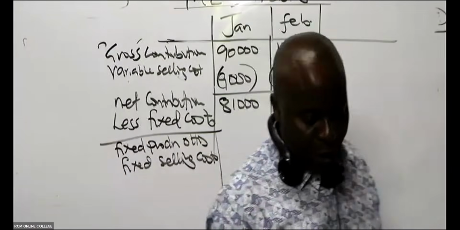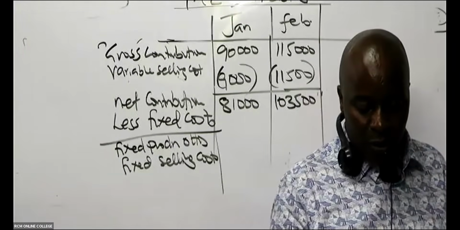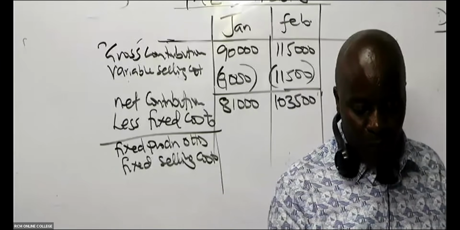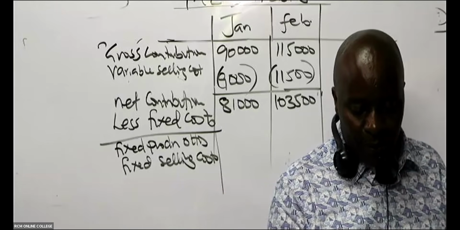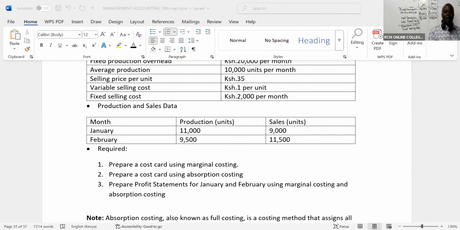Anybody who is able to see the fixed production overheads? Remember in marginal costing, the fixed production overheads will either be actual or expected. Like in this case, we expected fixed production overhead to be 20,000. So for January, it'll be 20,000. How about February? The same, because that 20,000 is per month.